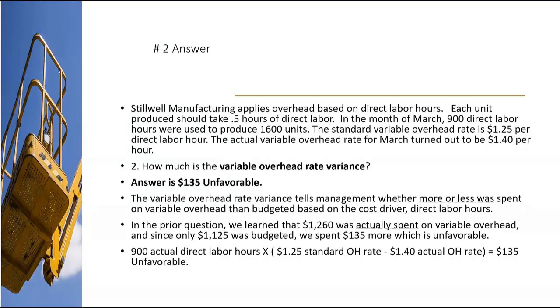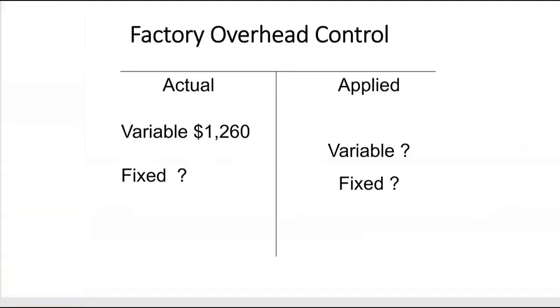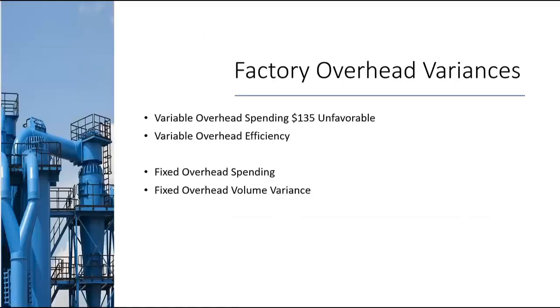So I want you to do 2 things with me as we go through the sim. Make the T account, keep track of everything that's been actually spent for overhead and when we apply overhead. And then when we calculate a variance, I want you to fill it in. So far we have 1 variance filled in, variable overhead spending variance.